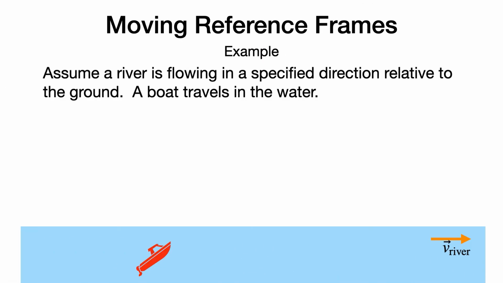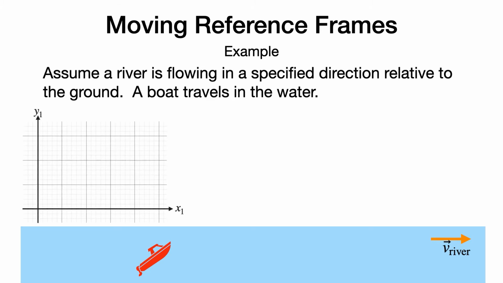Assume we have a river that is flowing in some specified direction relative to the ground, and we have a boat that travels in the water. Now, we're going to have a reference frame that's associated with the ground, and somebody sitting in that reference frame will see the river flowing, and they'll see the boat moving through the river.